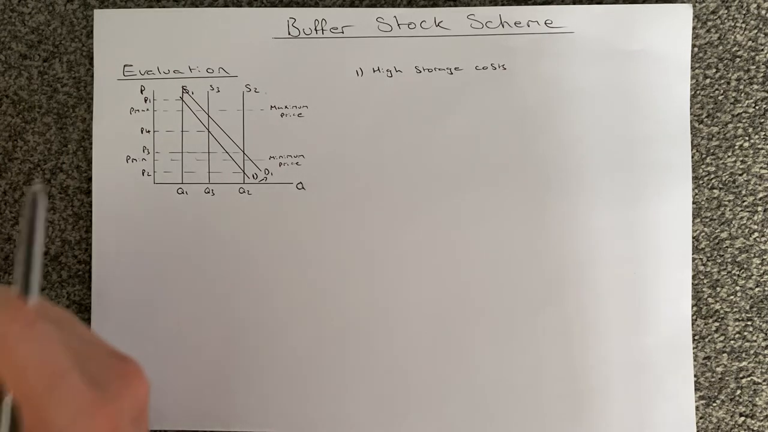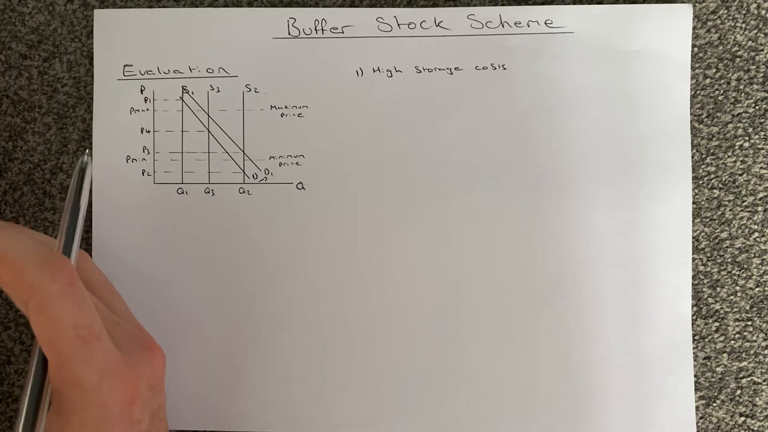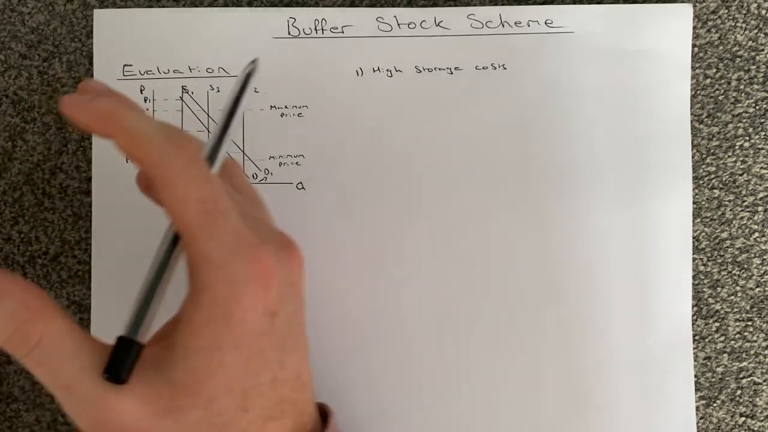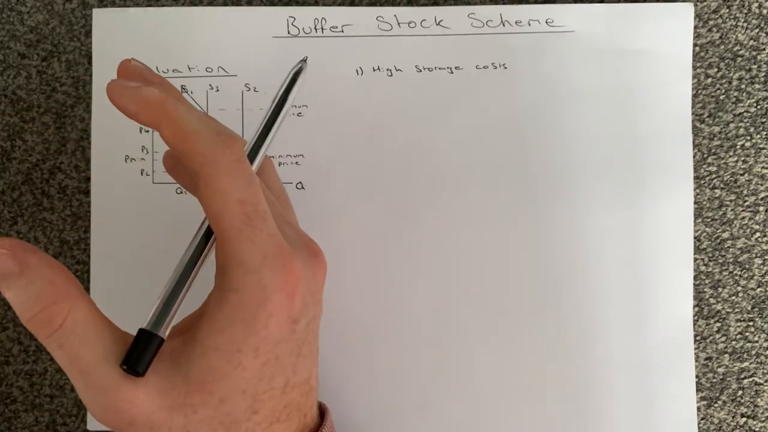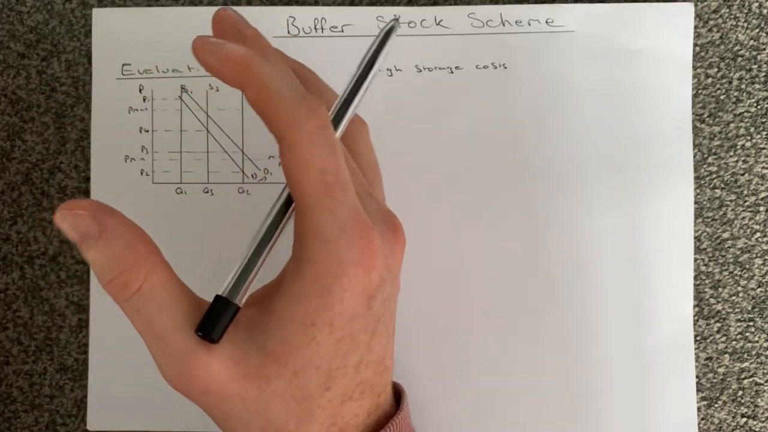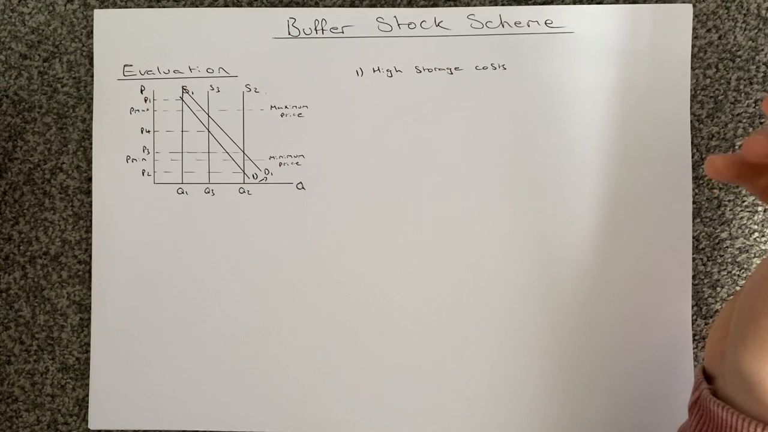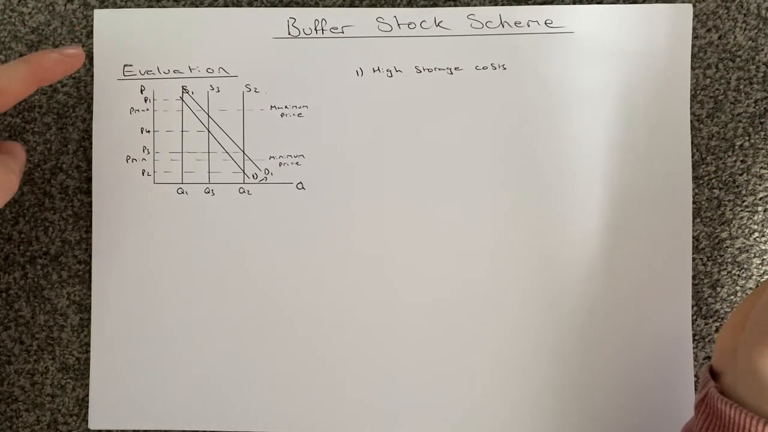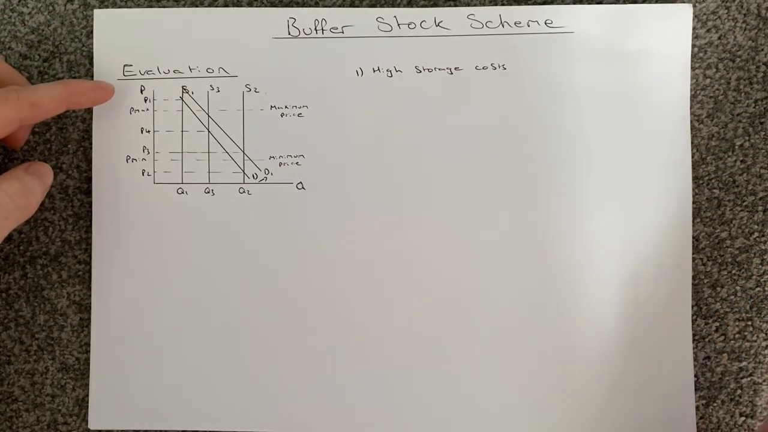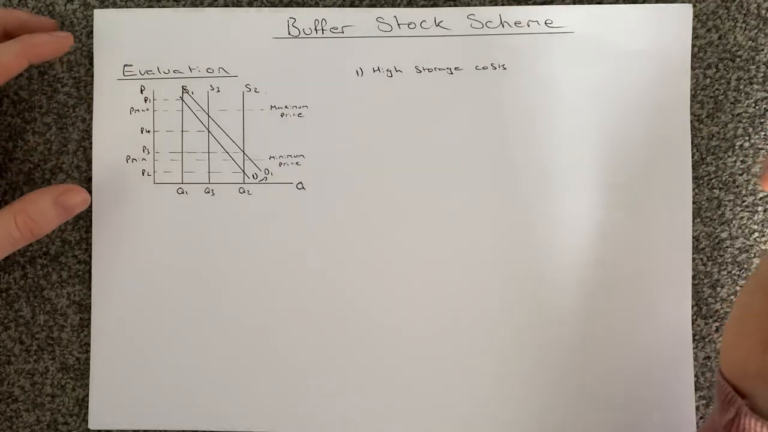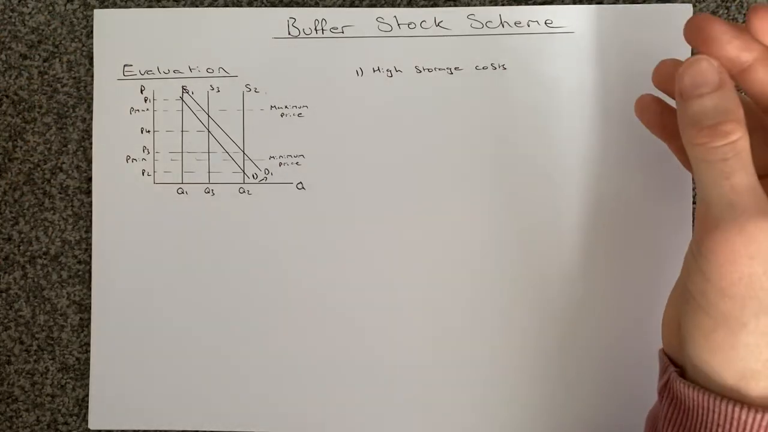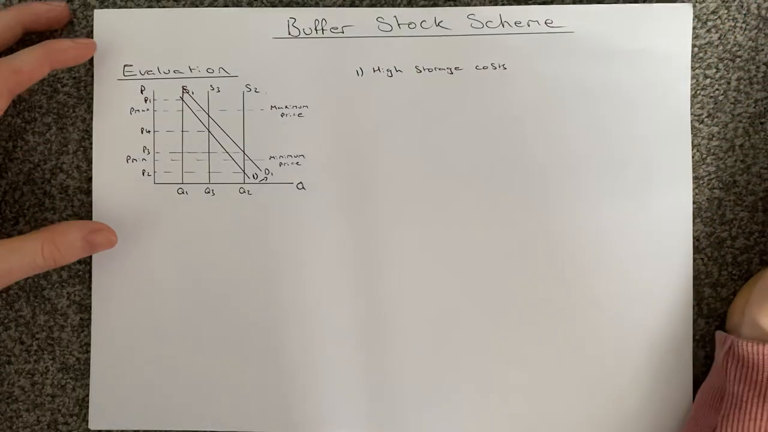So obviously the government's bought all these stocks up. And what they're going to therefore have to do is store that stock, aren't they? Store that stock particularly for when there is a low supply, and therefore they can release the stock onto the market to help lower the price if the price is too high, if there was a poor harvest, for example. So that's why there are high storage costs associated with buffer stock schemes.